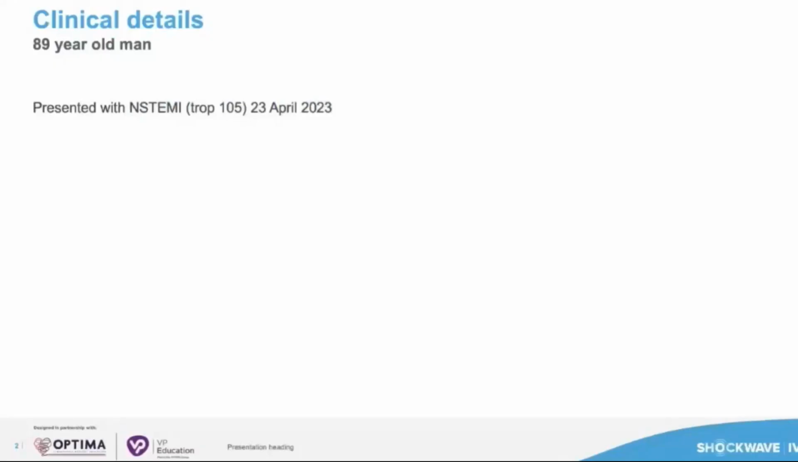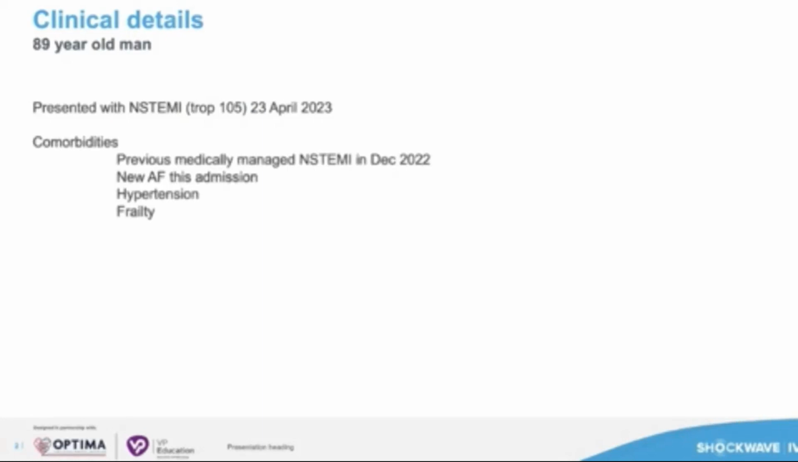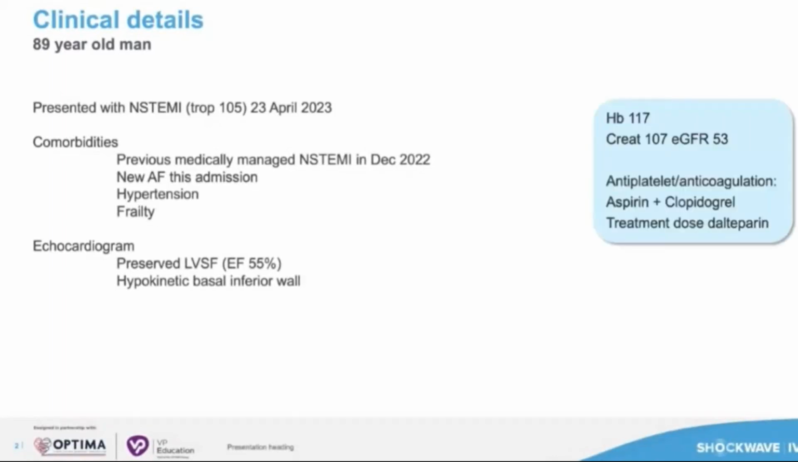Yes. So our patient is an 89-year-old man. He presented with a non-STEMI last week with a small troponin rise. In terms of comorbidities, he had a previously medically managed non-STEMI in December. So this is his second presentation. He also has new AF, which was diagnosed on admission. He has hypertension and is relatively frail. His echocardiogram, this admission, showed an ejection fraction of 55% with a hypokinetic basal inferior wall.